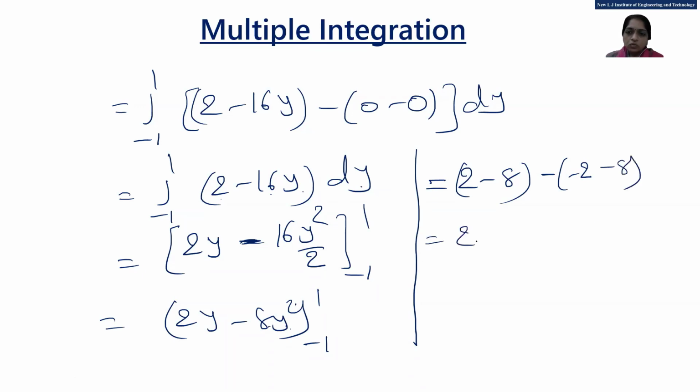Okay. So 2 minus 8, minus minus plus 2, right? And minus minus plus 8. So these both will be cancelled and 2 2s are 4. So this is my answer. Okay. Any doubt?